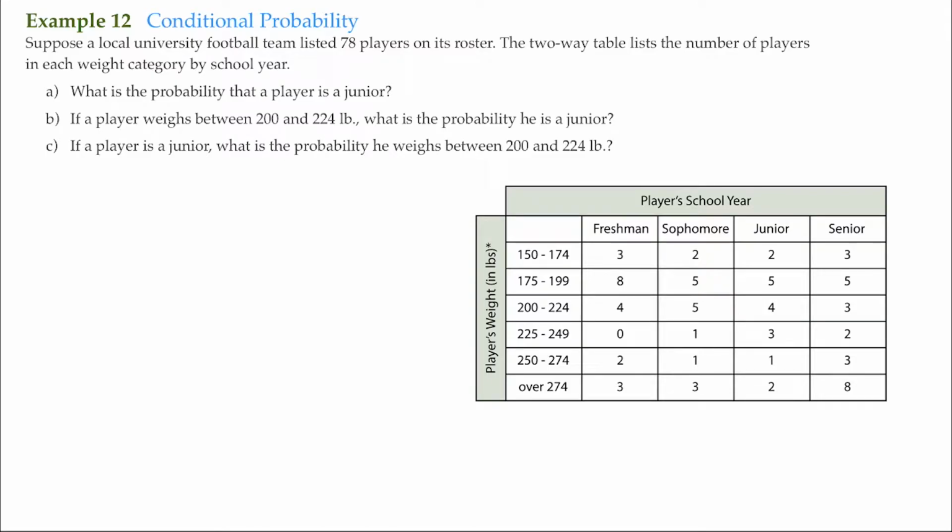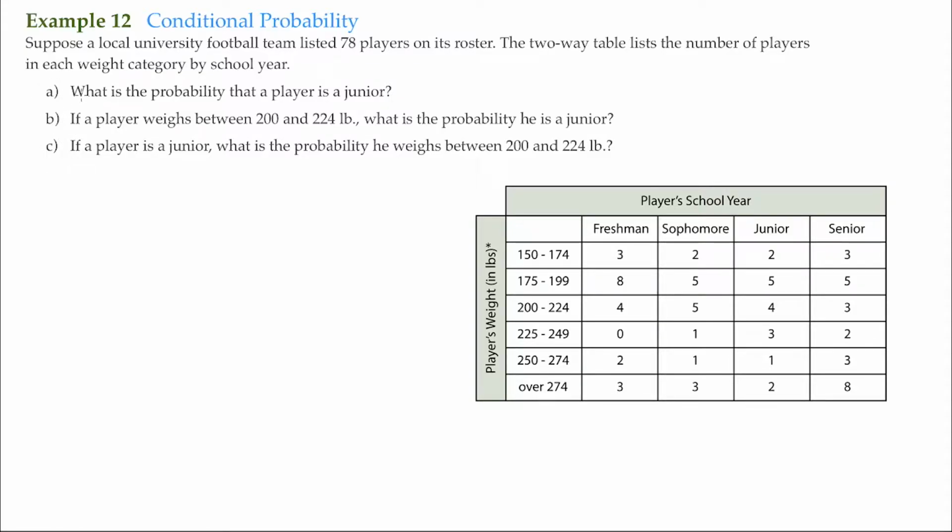We continue with conditional probability with this example. It says, suppose a local university football team listed 78 players on its roster. The two-way table lists the number of players in each weight category by school year. And then we have these three questions here, A, B, and C.